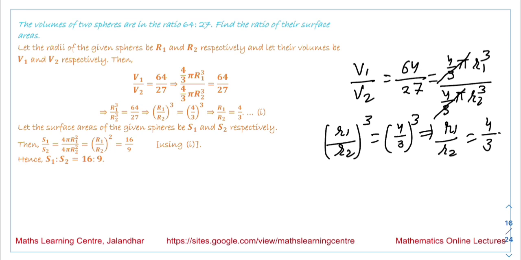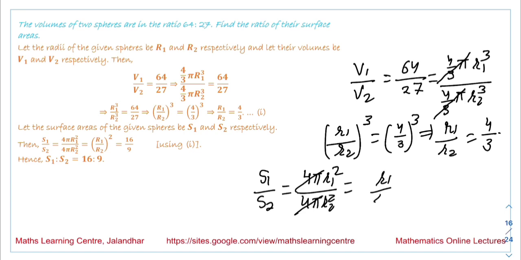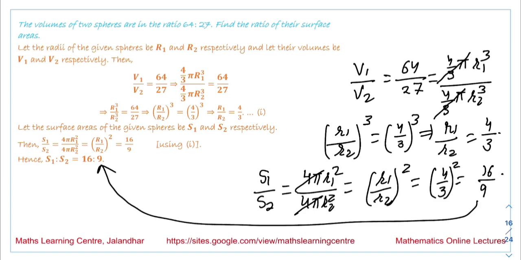We have to find the ratio of their surface areas, so we are talking about S1 over S2. The formula for surface area is 4 pi r1 square over 4 pi r2 square. This 4 pi gets cancelled, so we get r1 over r2 whole square, which is equal to 4 by 3 whole square. So it is equal to 16 by 9. So the ratio of the surface areas is 16 is to 9.